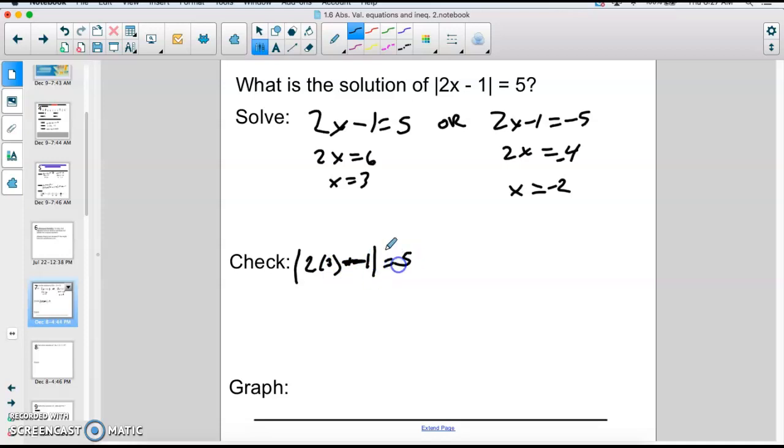Does it equal 5? That's our question. Okay, so 2 times 3 is 6. Minus 1 is 5. So the absolute value of 5 equals 5. Yes, it does. Cool, that's a check.